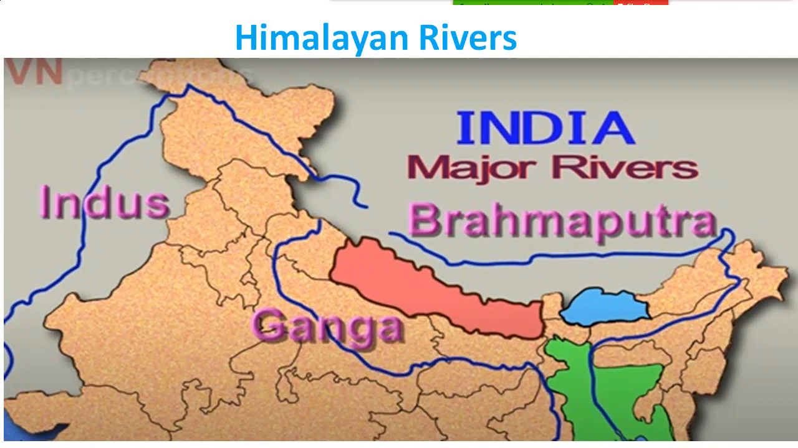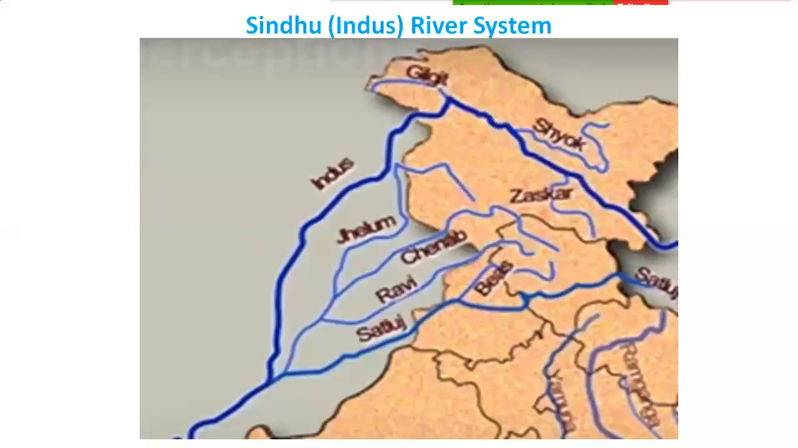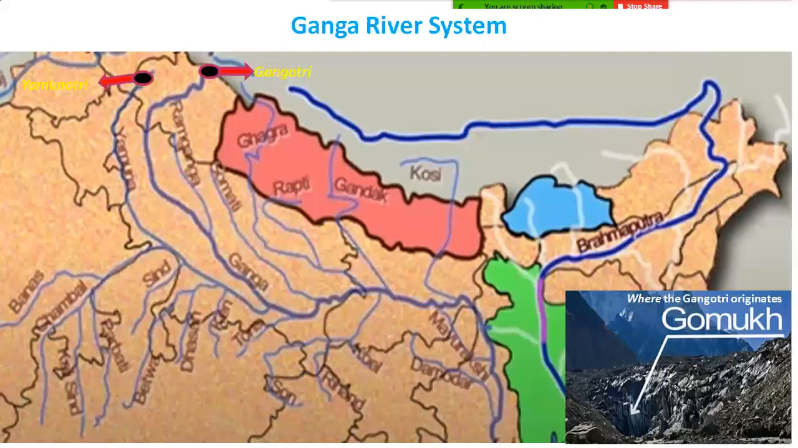These rivers, as you can see, run parallel to each other. And all these rivers meet the Arabian Sea. We come to the other river system in the north, that is the Ganga river system. The river Ganga originates from the Gangotri glacier and crosses the Himalayas to become an east-flowing river.